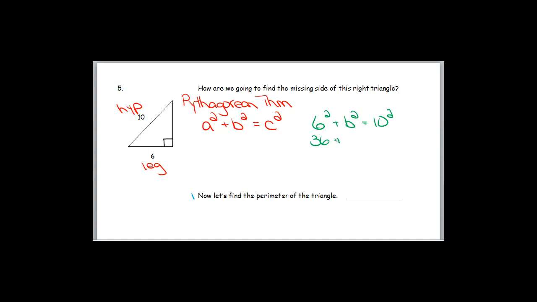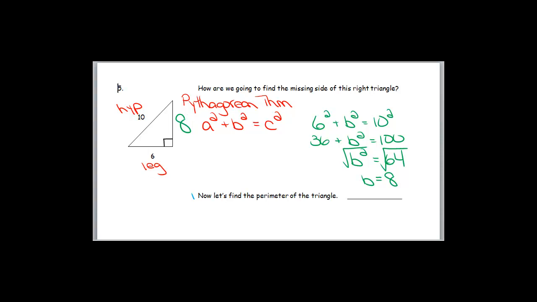That's 36, and that's 100. If we subtract our 36, that gives us 64. So if we square root, we get that the missing piece is 8. Now, some of you are going to be so excited to get that piece, you're going to be set and you're going to think you are finished with the problem.